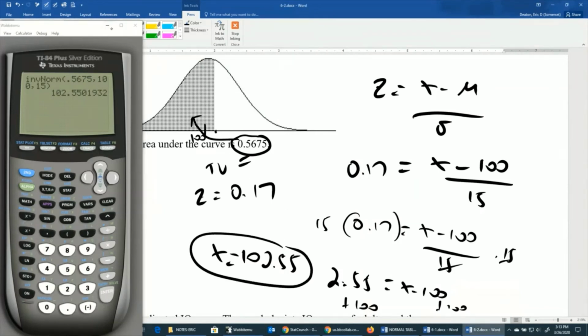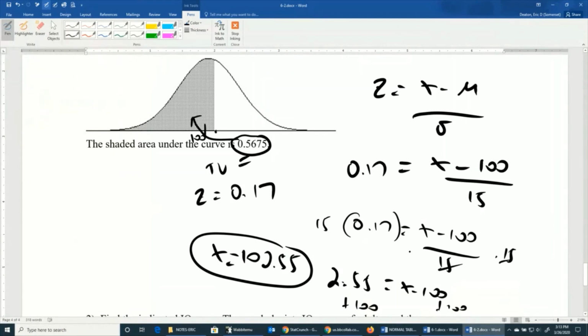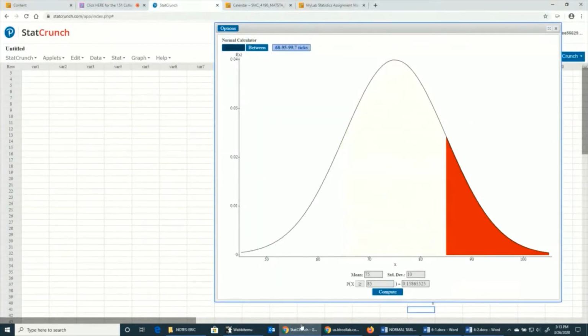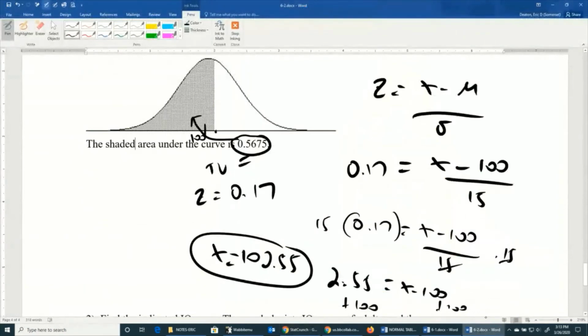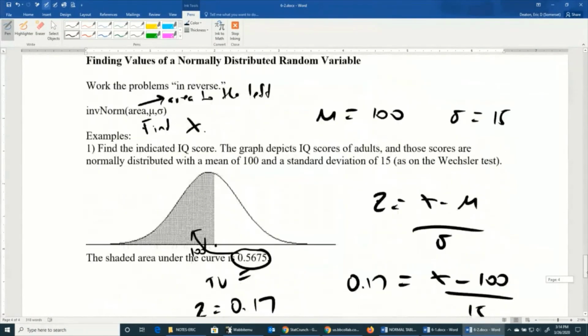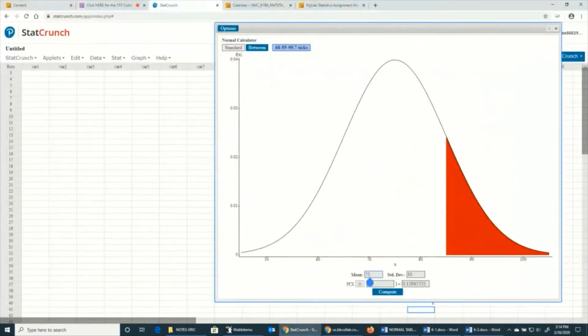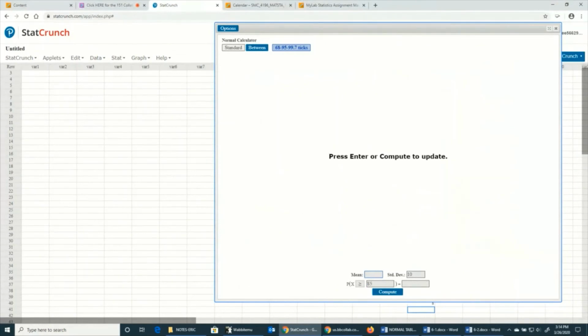See that? And then of course you should know by now, I am going to use StatCrunch. Just go back to standard. Let's see what the mean was. The mean was 100 and standard deviation was 15. I just want to go up and make sure. Yep. 115. So we're going to change that to 100, standard deviation to 15. And this is a less than.